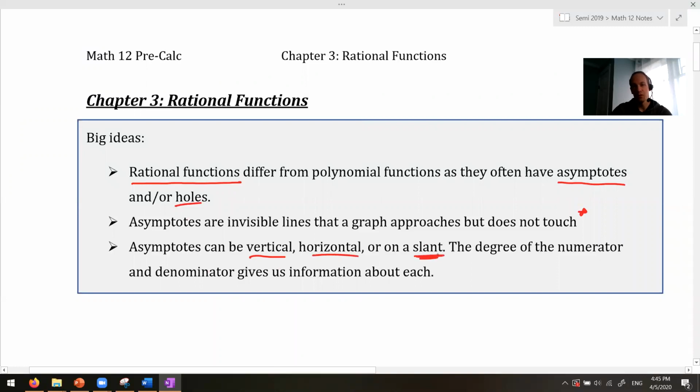I'm going to cut this one out because we're sort of running low on time because of the week we lost. It's an interesting thing, but we'll just avoid that for now. The main ones that are going to come up in the future are vertical and horizontal ones. We're going to look at the degree of the numerator and denominator to figure out which is which. But for the most part, we're going to focus on the vertical and horizontal ones.